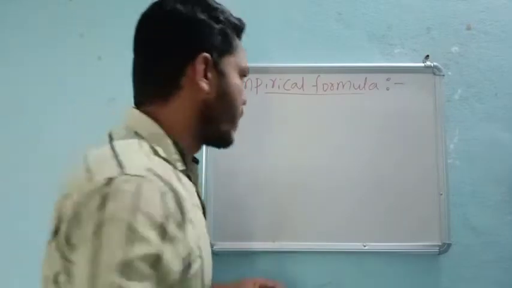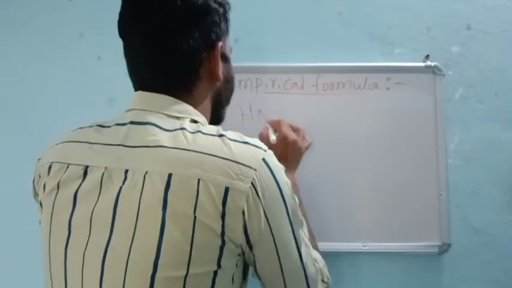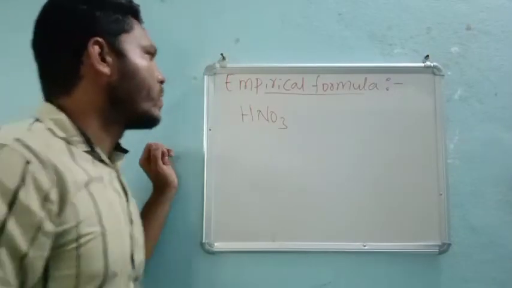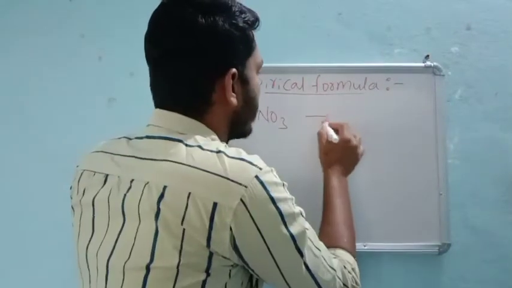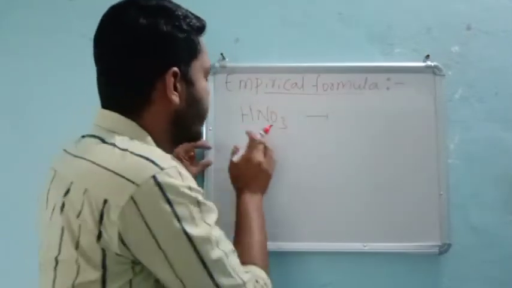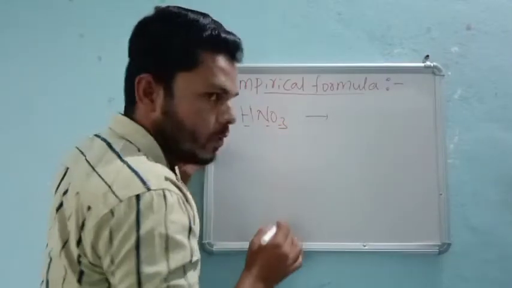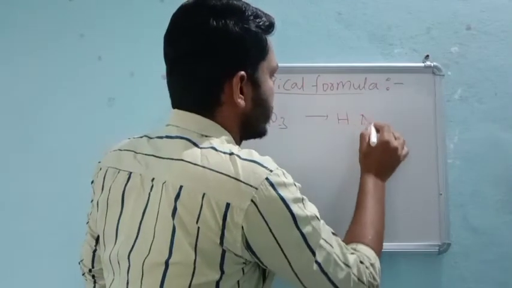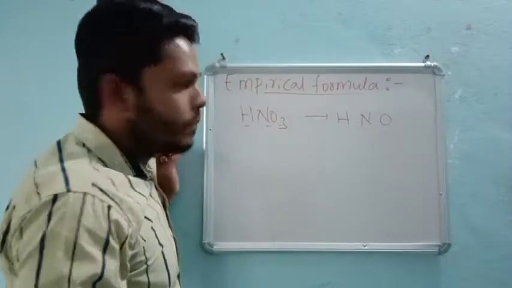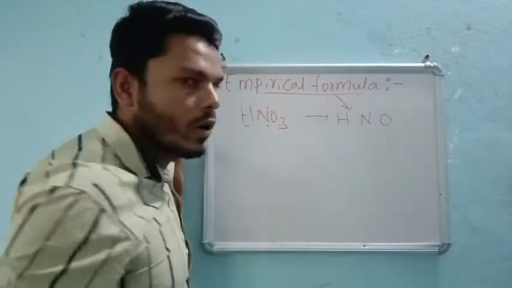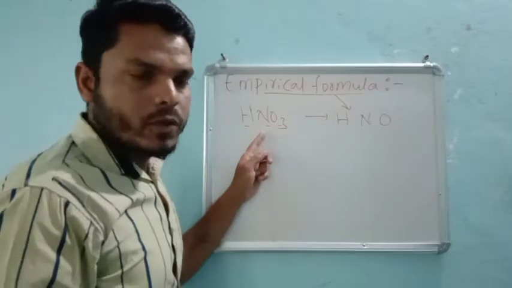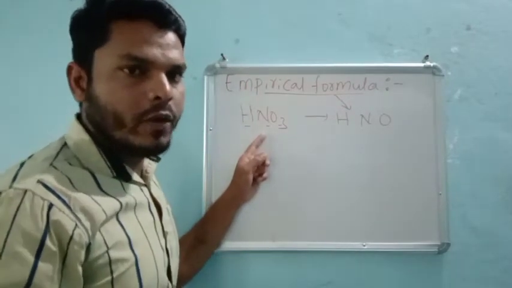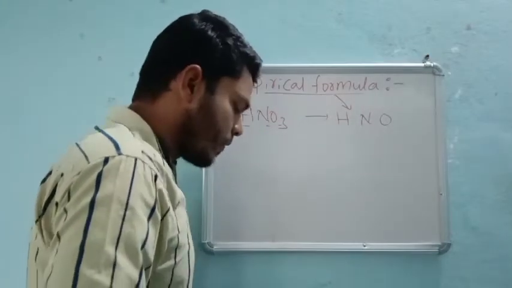That is nothing but our empirical formula. If the given compound is HNO3 and they ask you for the empirical formula, see, there are three different elements over here. One is H, one is N, and one is O. So this becomes the empirical formula of this compound, right? So it is a relative number of elements, not the total number, right?